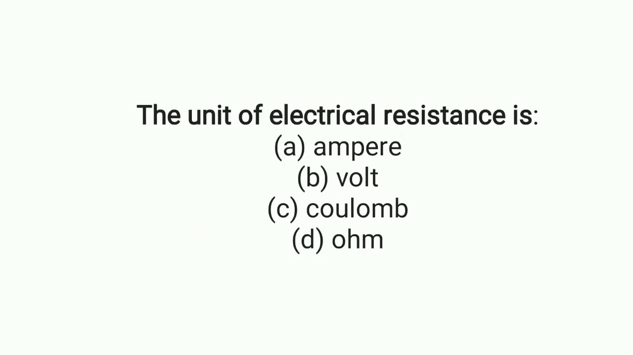Next question. The unit of electrical resistance is option A ampere, option B volt, option C coulomb, option D ohm. So the electrical resistance unit is ohm. Option D is the correct answer because coulomb is the unit of charge, volt is the unit of voltage, ampere is the unit of current.